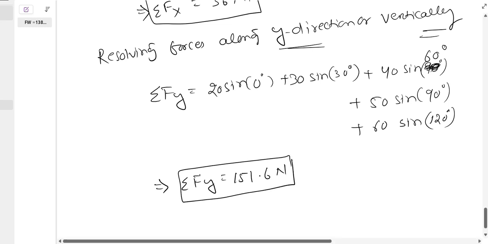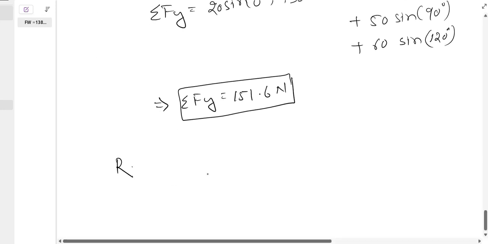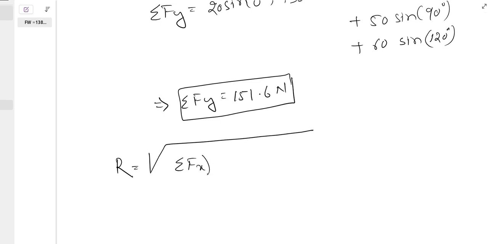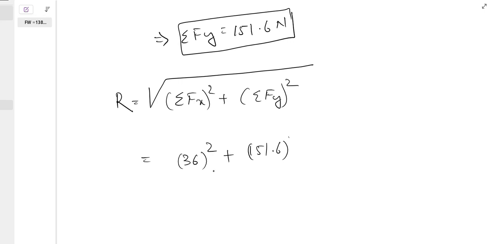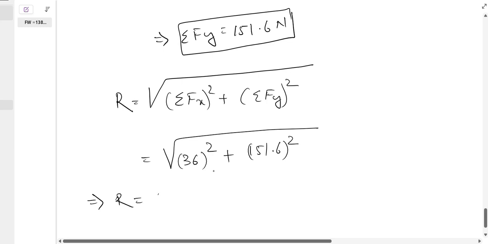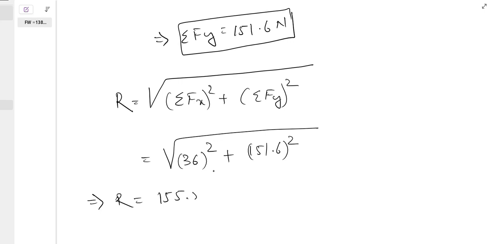So now we can calculate the resultant. Resultant R is equal to the square root of the square of summation of all force along x direction plus the square of summation of all force along y axis. So sigma Fx is 36 Newton squared plus sigma Fy 151.6 squared, root over. So R is equal to 155.8 Newton, and this is our answer.